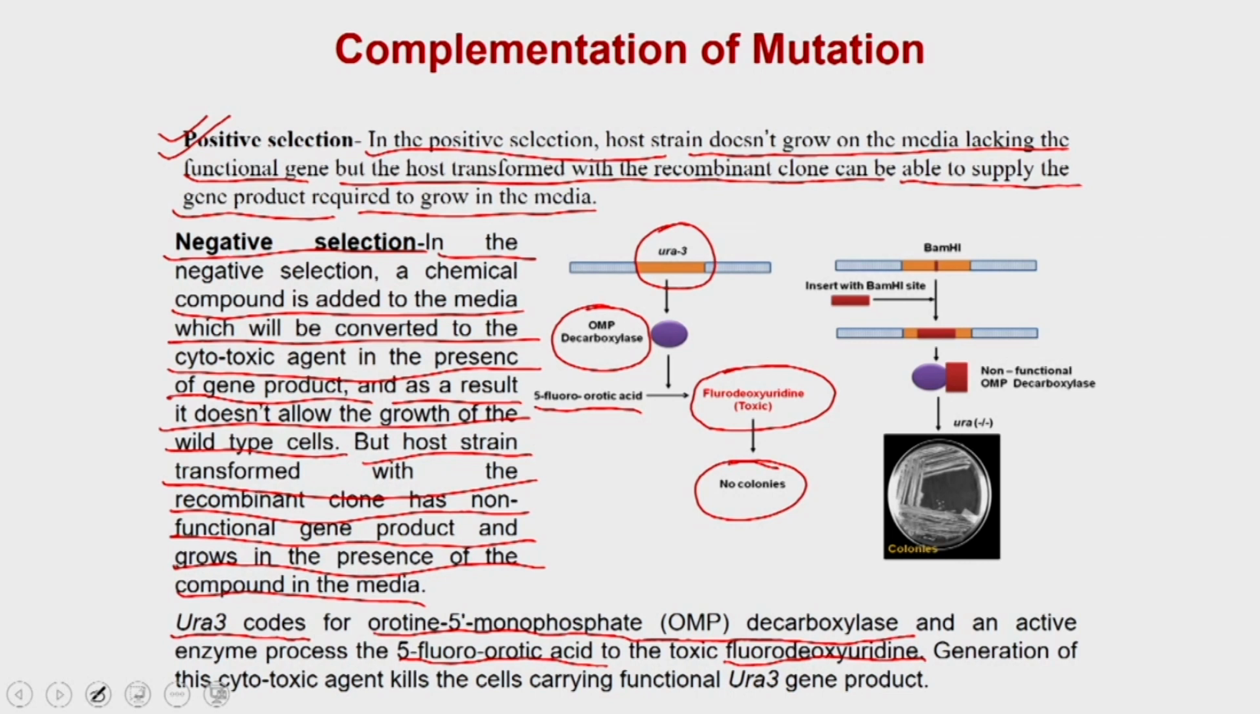But if you clone your insert within the URA3 gene, you are going to produce a non-functional OMP decarboxylase, and in the absence of the functional OMP decarboxylase, the 5-fluoroorotic acid is not going to be converted into the fluorodeoxyuridine, which means the compound will not exert its toxic effect, and as a result you are going to see colonies on the plate. So, this is called negative selection.